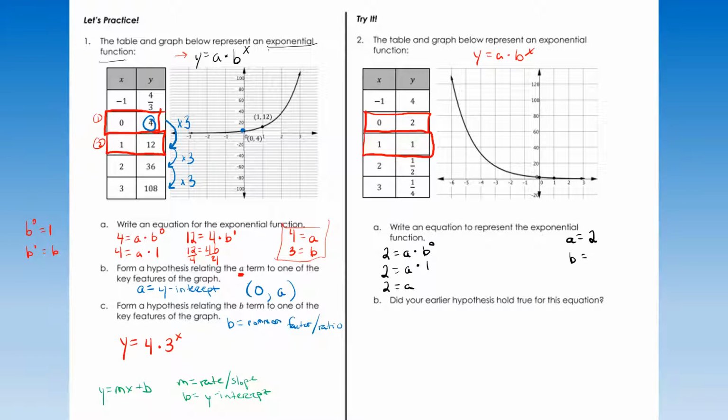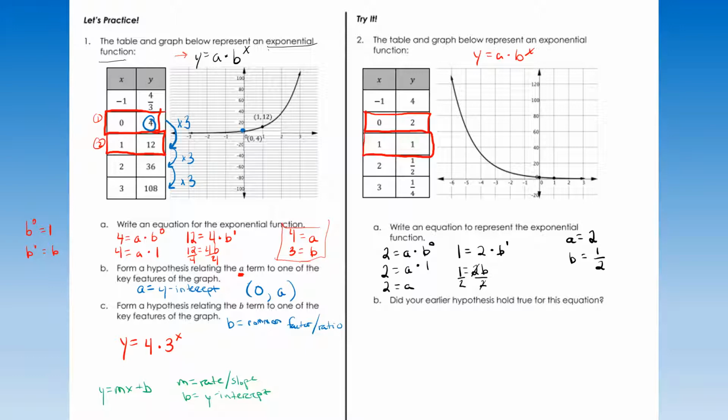Now to find b, I need to put a into my equation and use a different point. So in this case, I can use 1 and 1. So y is 1. That's equal to a, now 2, times b to the first power. And b to the first power is just b. So if I want to solve for b here, I need to divide by 2 on both sides. So b ends up being 1/2.